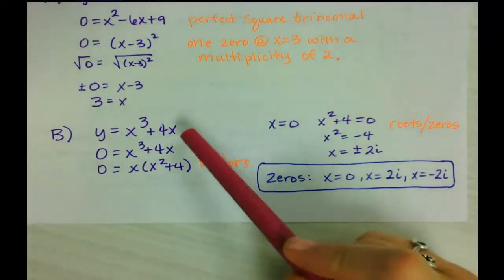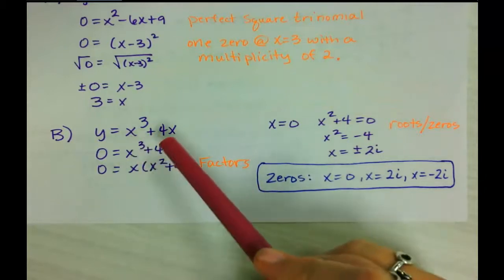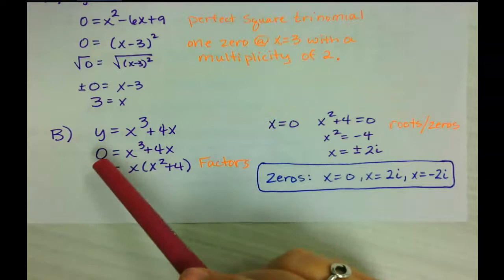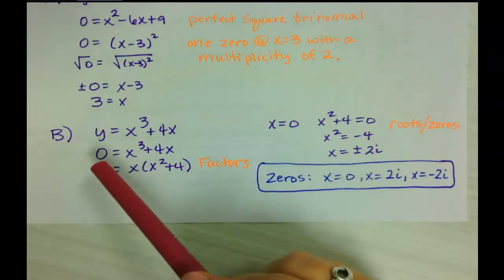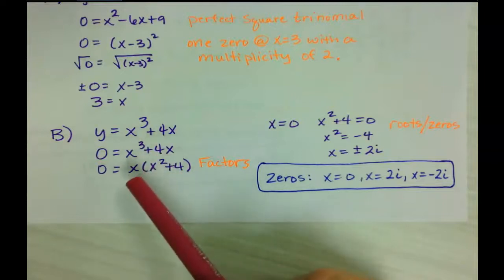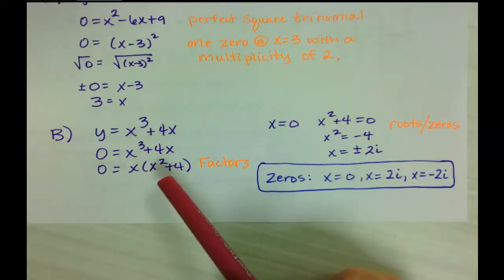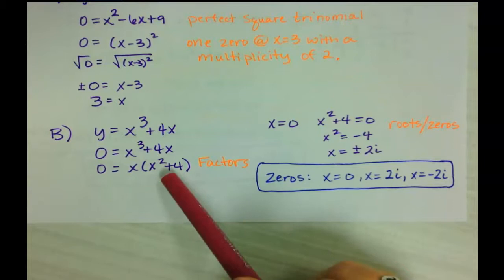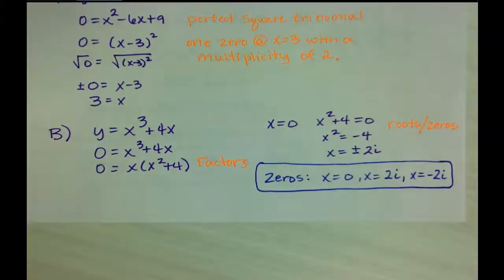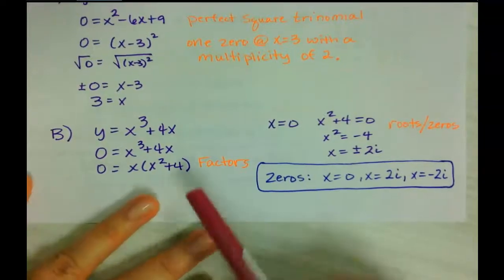All right, so the first thing I would do here is I notice that it has an x in common. So I set it equal to 0 because now I'm solving and I'm finding the zeros or the solutions. And then I would factor the x out, take out the GCF, and I'm left with this. So this is not a linear factor. This is a quadratic factor, and this is a linear factor. So we know when we have all factors, we can set each factor to 0.